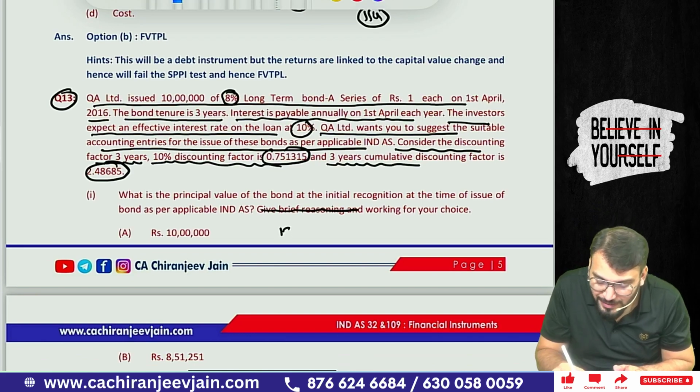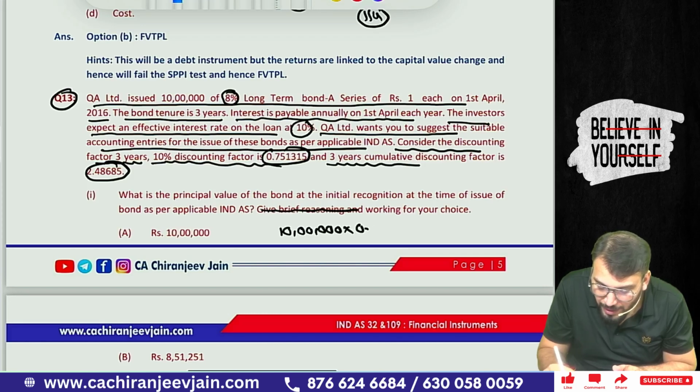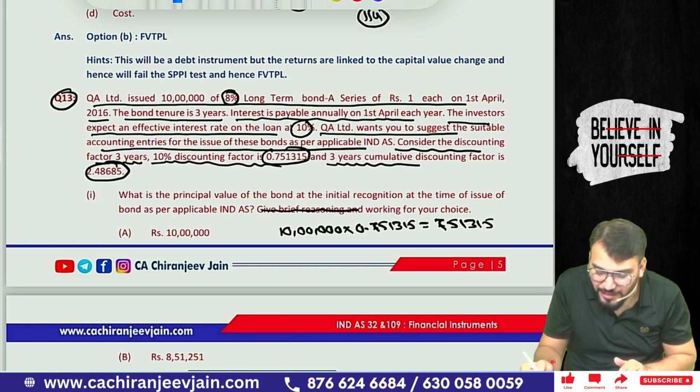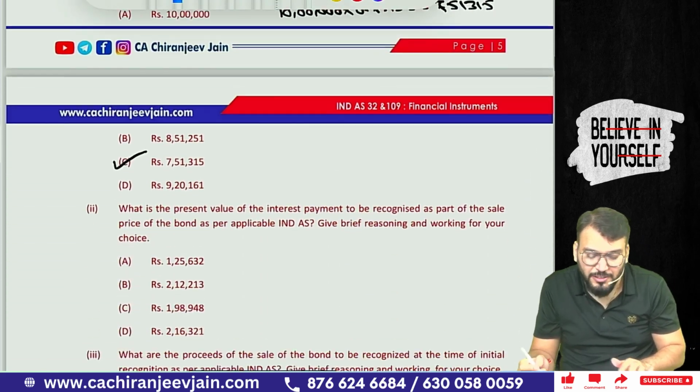So what will the principal value be? 10 lakh is payable at par. So 10 lakh multiplied by 0.751315 is equal to 7,51,315. This is the answer. Option number C is correct.